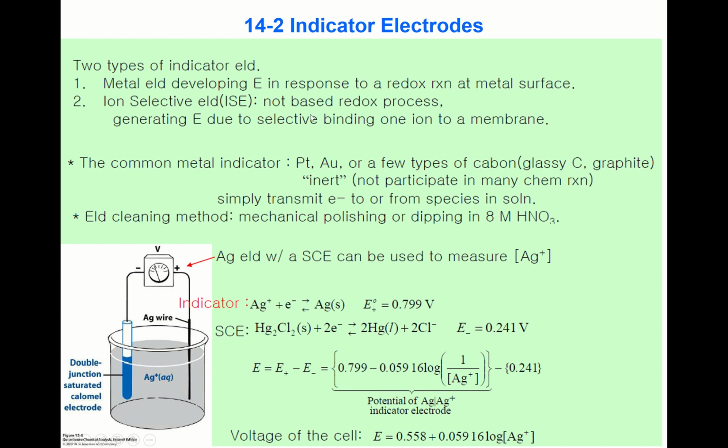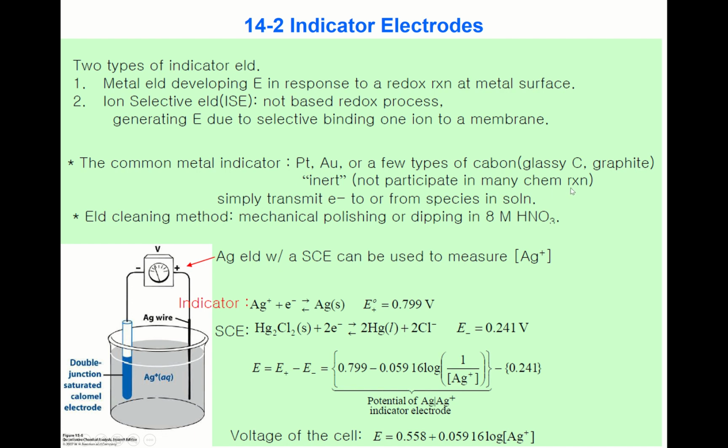So the electrode itself must not change, but it only indicates the potential depending on the redox reaction on the surface. So the indicator electrode material must be inert. Platinum, gold and carbon are inert materials, and their potentials are not fixed. Inert means not participating in many chemical reactions.